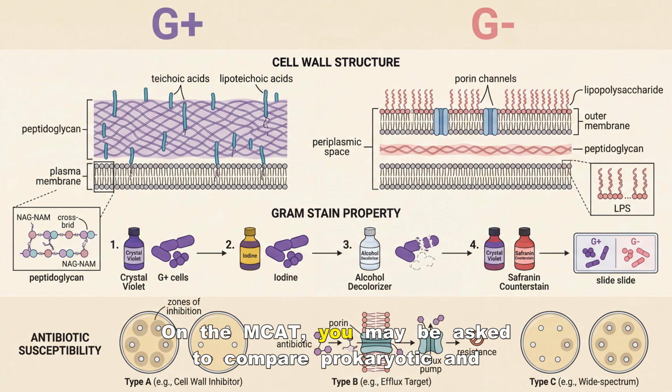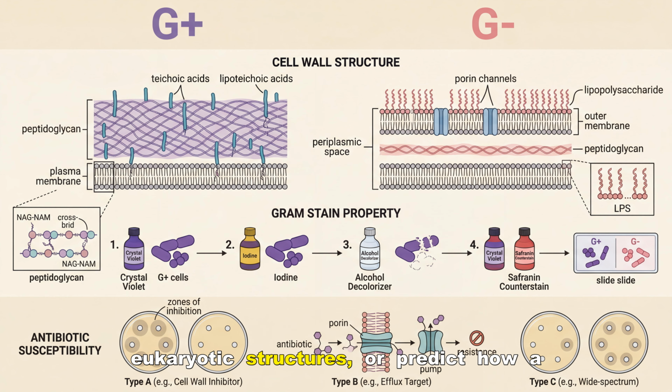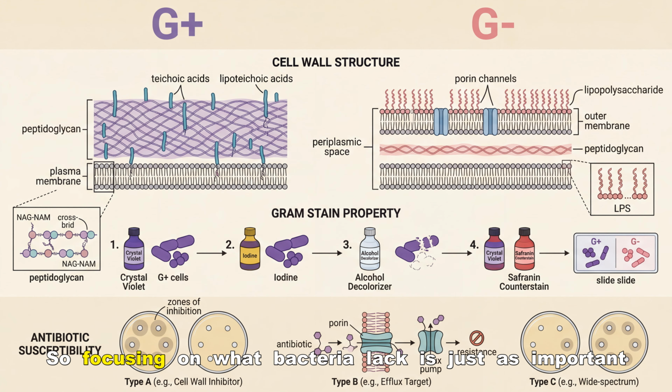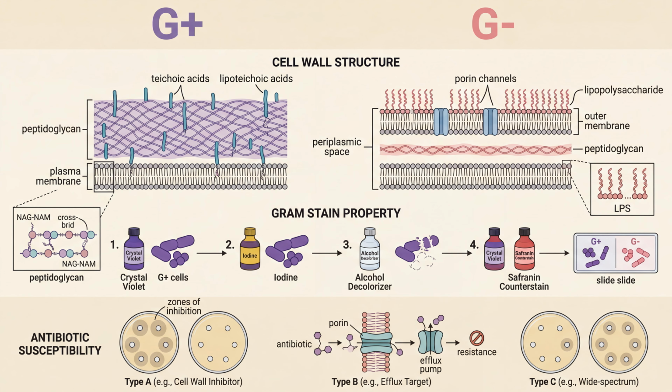On the MCAT, you may be asked to compare prokaryotic and eukaryotic structures, or predict how a drug affects bacterial cells based on these differences. So focusing on what bacteria lack is just as important as what they have.